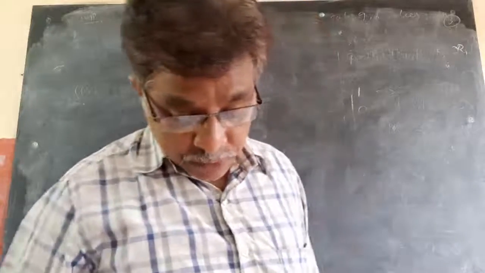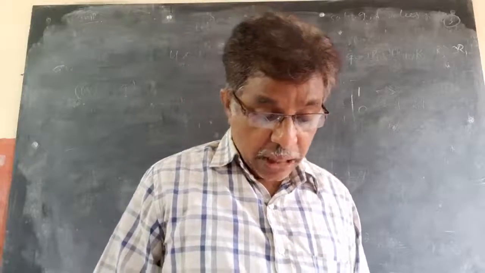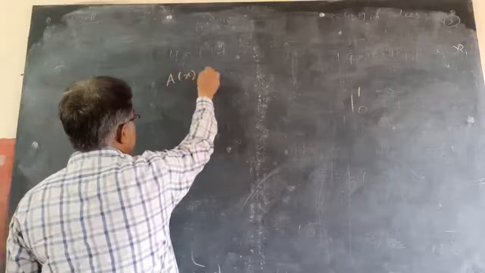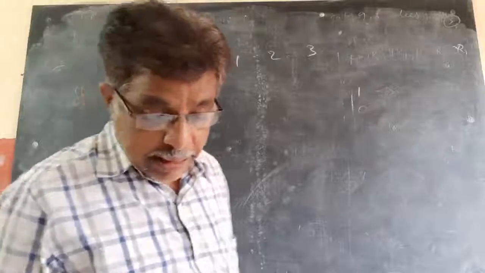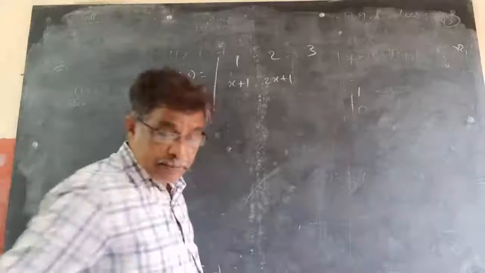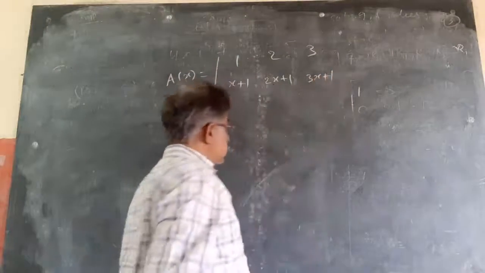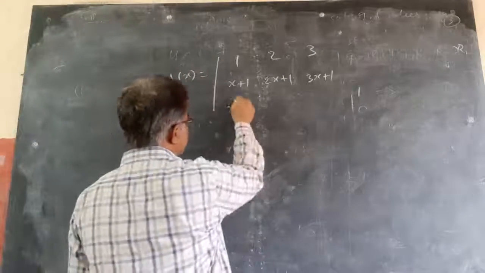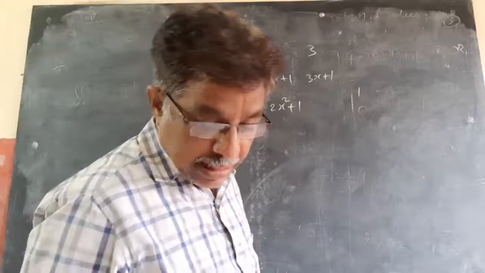Next one is from the same 2015 Telangana state exam, one more sum is there. A of x equal to the matrix with first row 1, 2, 3x plus 1; then 2x plus 1, 3x plus 1; next x square plus 1, 2x square plus 1, 3x square plus 1.